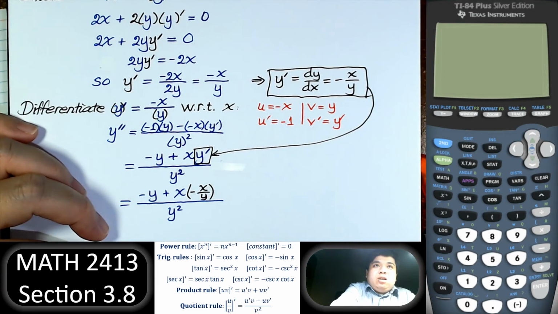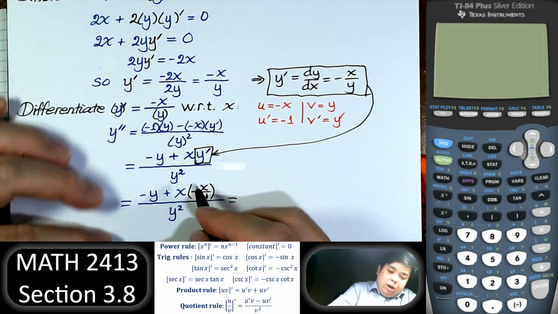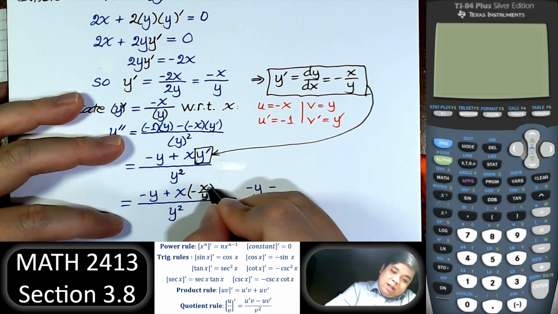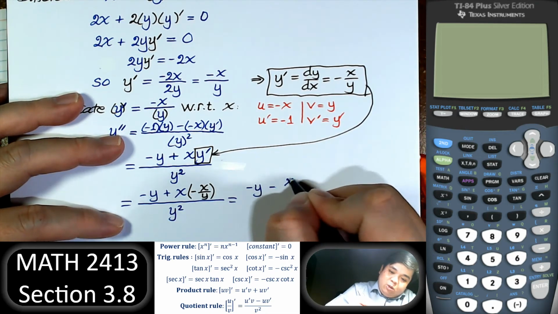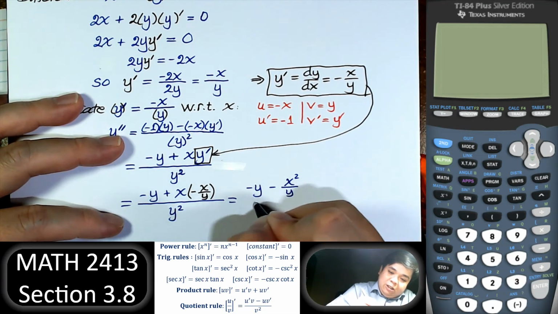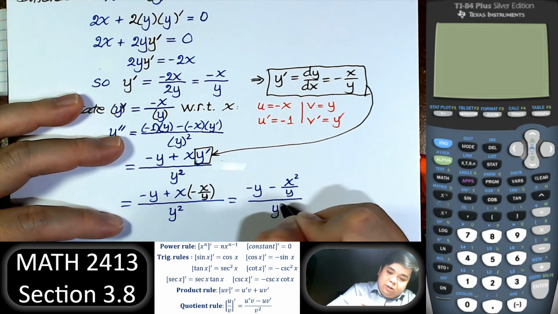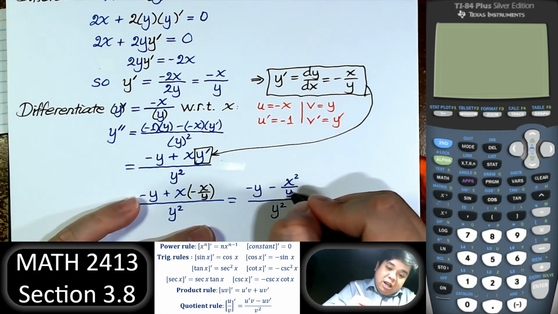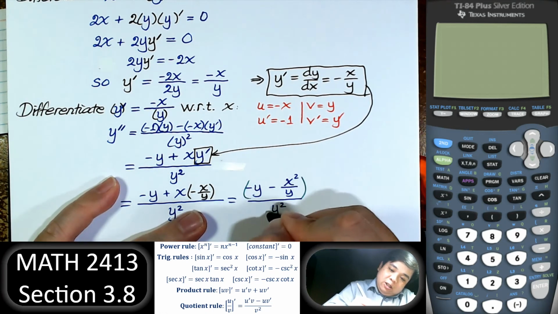So how to simplify this? Before we do anything, let's just multiply this. We have negative y, x times x. So that gives us x squared over y. Now to simplify this, I will multiply top and bottom by y, because in that case it will cancel with this y.